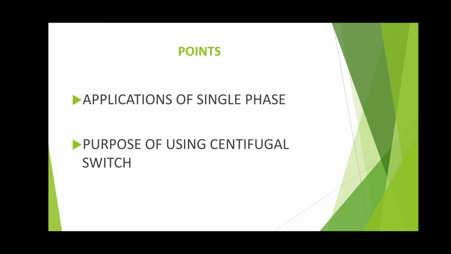Lastly, we'll discuss the centrifugal switch, the main purpose of which is to activate and deactivate, and it is a function of the rotational speed of the shaft.